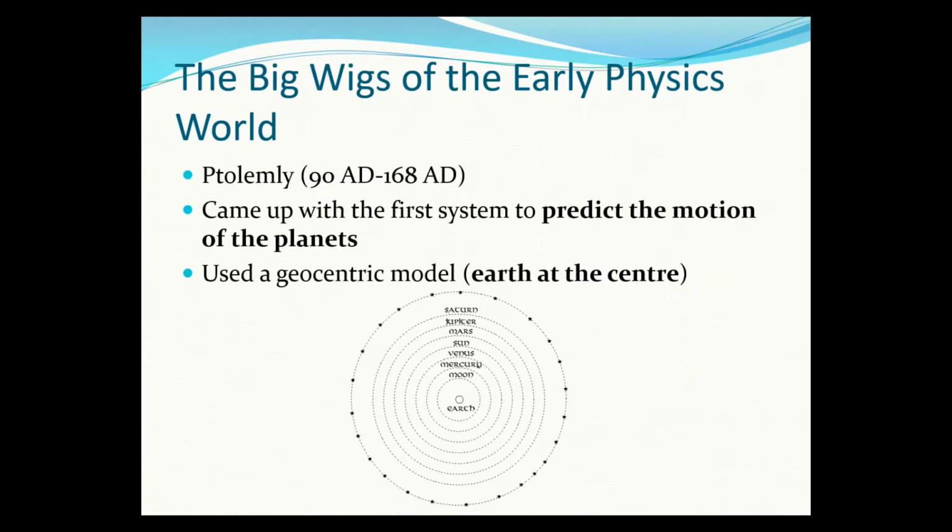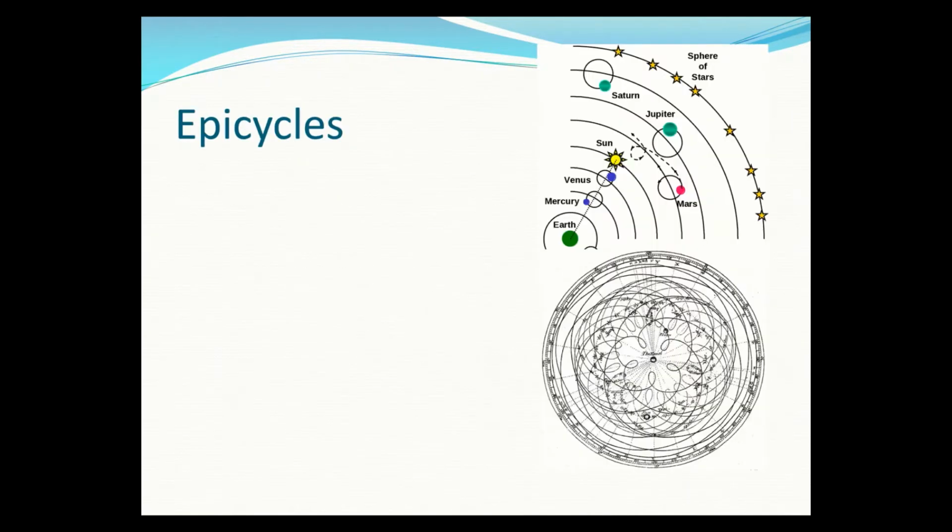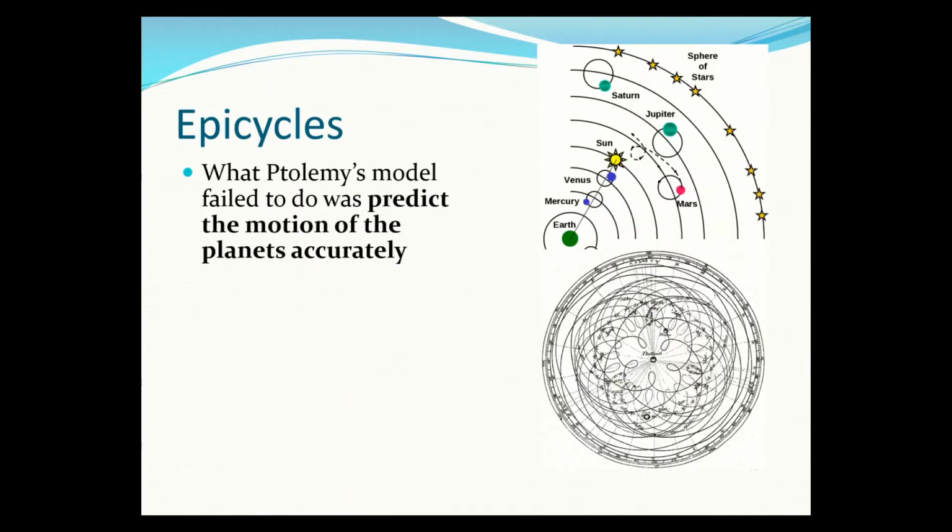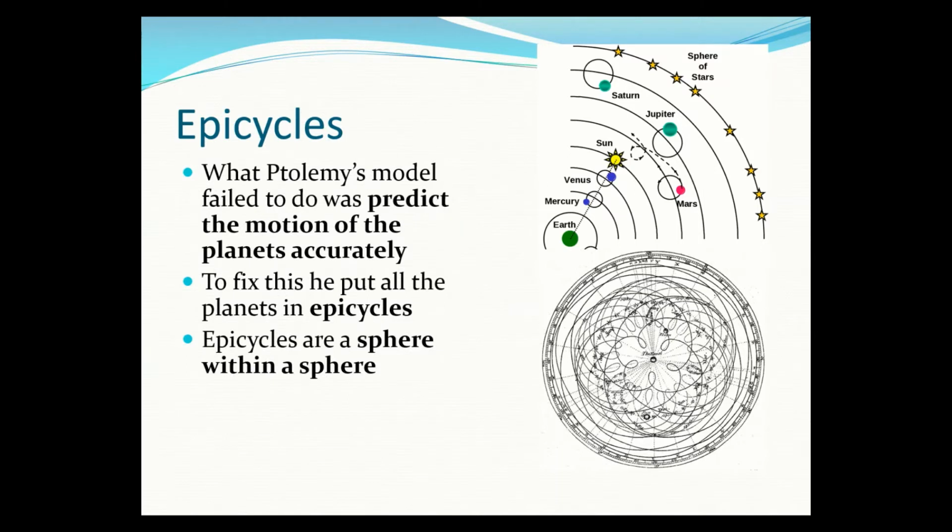So Ptolemy came up with this model of the universe, and what it failed to do was predict the motion of the planets accurately. If your model is supposed to predict the motion of the planets and it doesn't do that accurately, it's not a very good model. So he needed to fix things, and he put in these epicycles. An epicycle is a sphere within a sphere, or a circle within a circle.